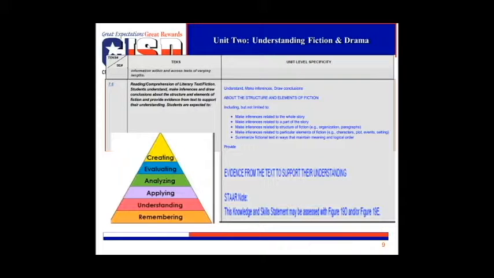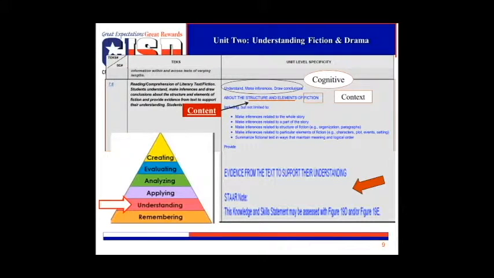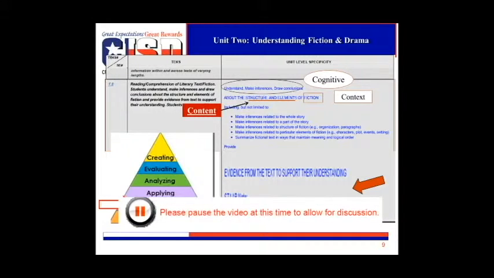For 7.6, students are asked to understand, make inferences, and draw conclusions. Notice the cognitive level of Bloom's in which students are asked to think. The structure and elements is the content, the what the students are learning, and fiction is the context, the how in which students practice and show their learning. When 7.6 is dual-coded with Figure 19D, students are required to make complex inferences and use evidence to support their answers. Please pause the video at this time to discuss 7.6.